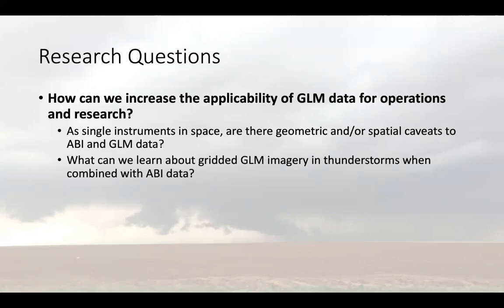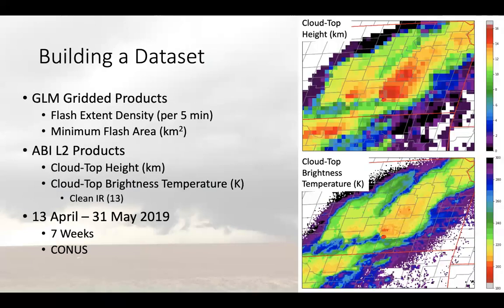Also, what can we learn about gridded GLM imagery in thunderstorms when combined with ABI data? And how can we exploit this data to help us understand those storms in a more complete spatial and temporal context? So before doing any results, we have to, of course, build a data set.